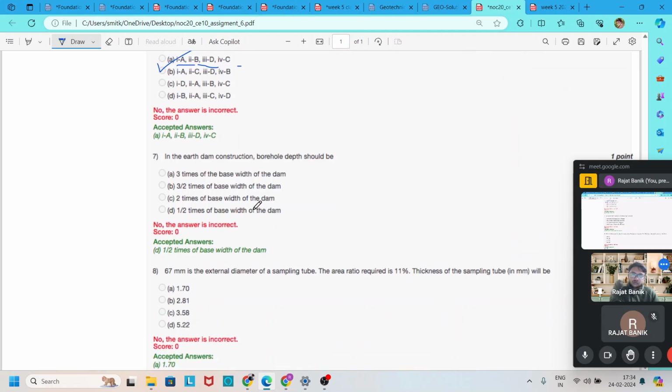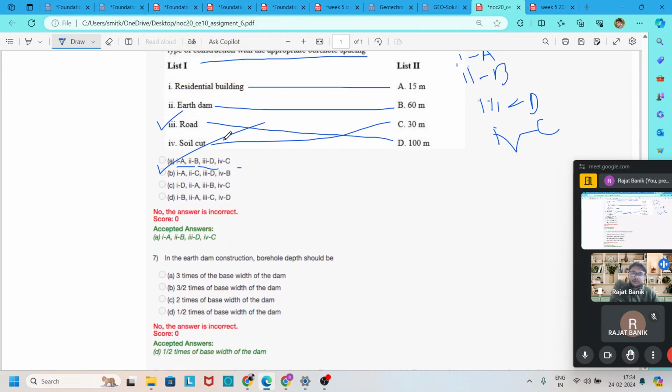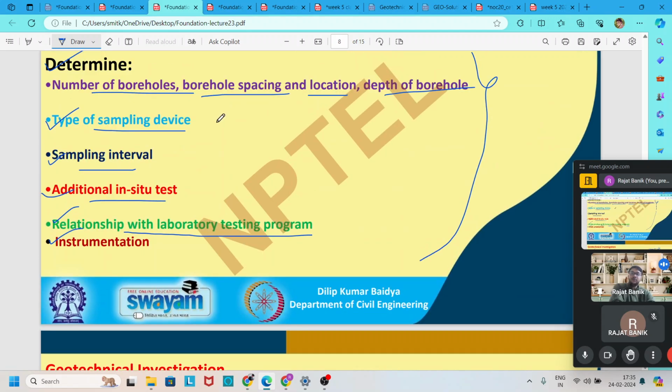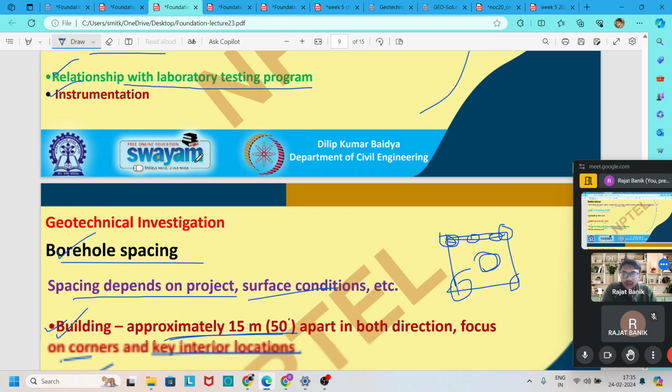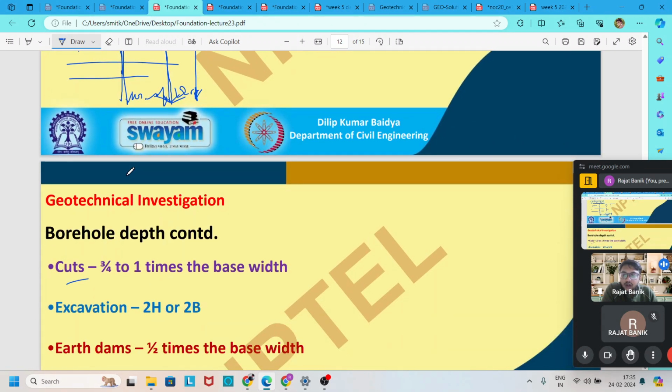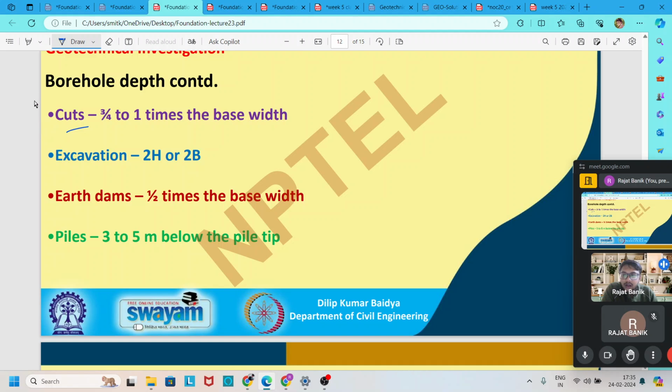Question number 6 is a memory based question. For this type of question, we need to remember all the spacing interval values for different types of project, and also the sampling interval values, like depth of penetration value, at what depth we can collect the sample, and the depth of borehole for different types of project.